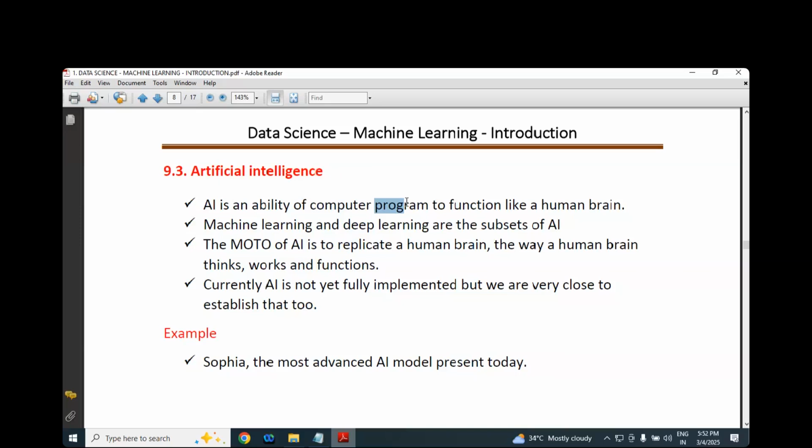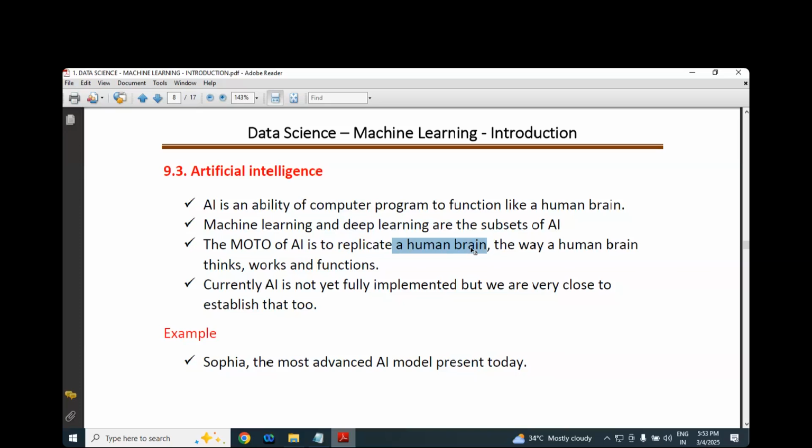The main motto of AI is to replicate the human brain. How exactly is our brain functioning? They are planning to create a program that works the way a human thinks and functions. Currently, AI is not yet fully implemented, but we are very close to establishing it.